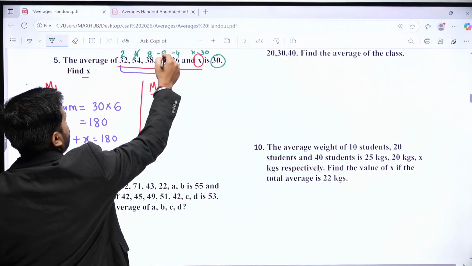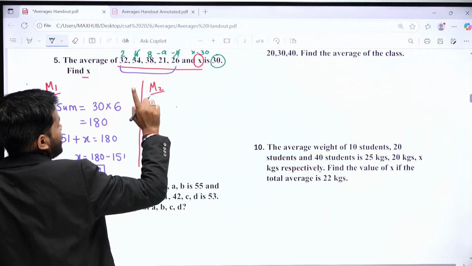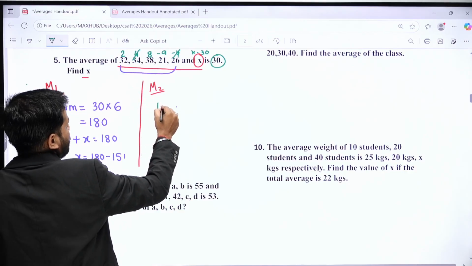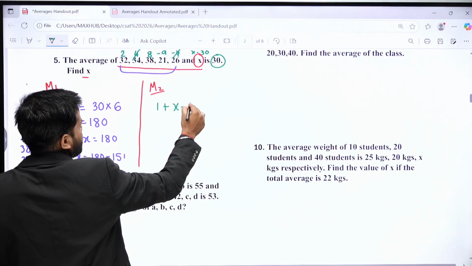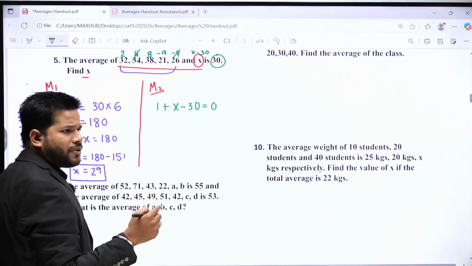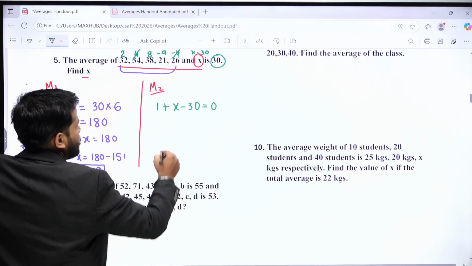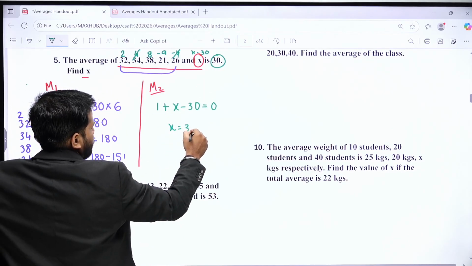ऐड करो. 4 -4 कैंसिल. 8 + 2 इज 10. 10 - 9 इज 1. तो कितना आया? 1 + x - 30. द आंसर इज 0. क्यों सर? सम ऑफ द डेविएशन हैज टू बी 0 बिकॉज यू नो द एवरेज, राइट? तो x कितना हो जाएगा? 31.